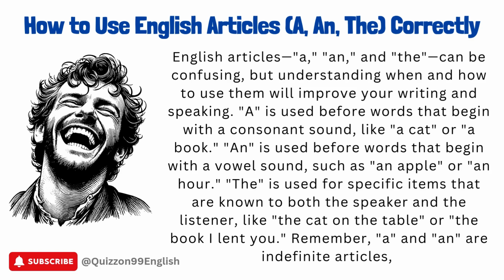How to use English articles a and the correctly. English articles a, an, and the can be confusing, but understanding when and how to use them will improve your writing and speaking. A is used before words that begin with a consonant sound, like a cat or a book.